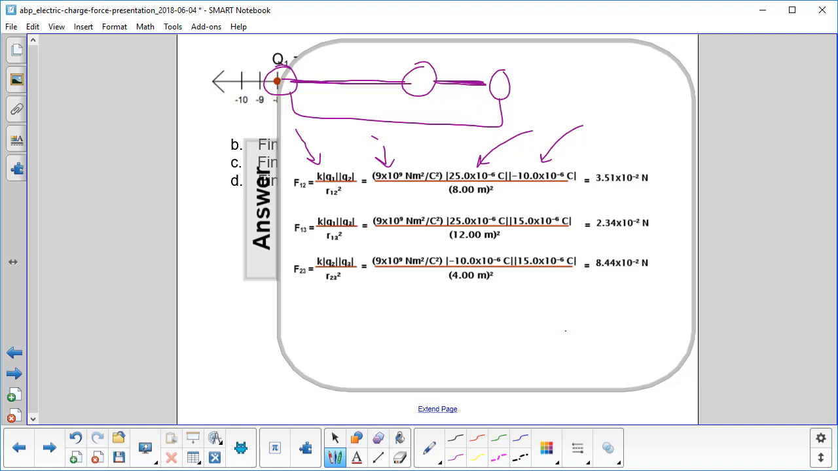And then here's the force of 1 on 3, which is also the force of 3 on 1. We put all the charges in there, the distance, and at this point you should be able to count the distance between the charges on the number line. We get a force there, and then finally this is the force that 2 exerts on 3, the magnitude of it, not the direction.